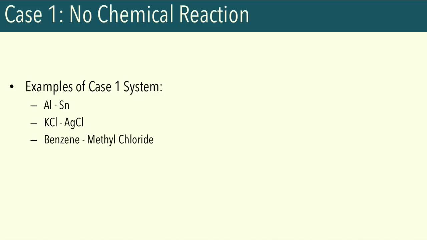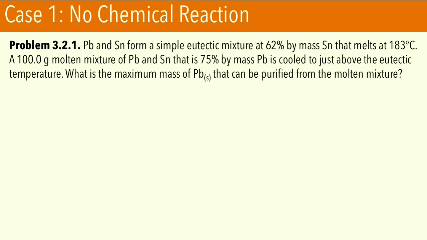So with all the principles that we just discussed, let's address a very practical problem over here. This is a problem that deals with purification. As we saw earlier, we were able to purify solid A by decreasing the temperature. In this particular problem, we're dealing with a lead and tin system. It forms a simple eutectic at 62% by mass tin, and we're also given the eutectic temperature over here.